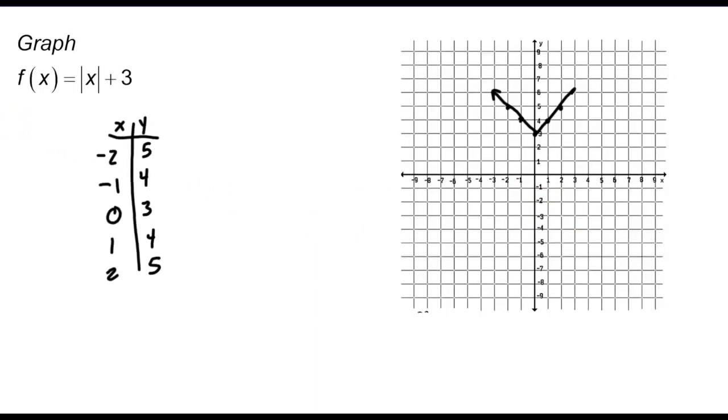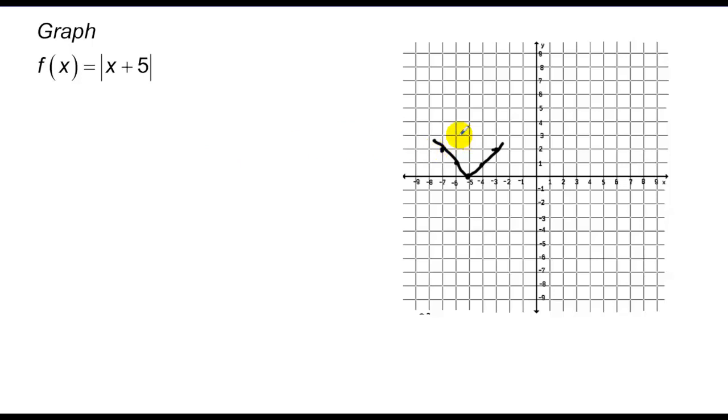Let's go to our next problem. Over 1, up 1, over 2, up 2. I've got the same pattern happening every single time. It's just my graph has been moved. Let's take a look at another example.